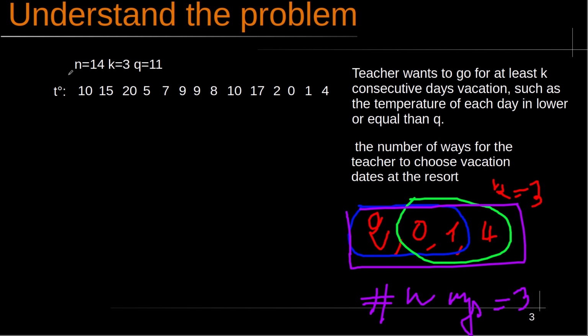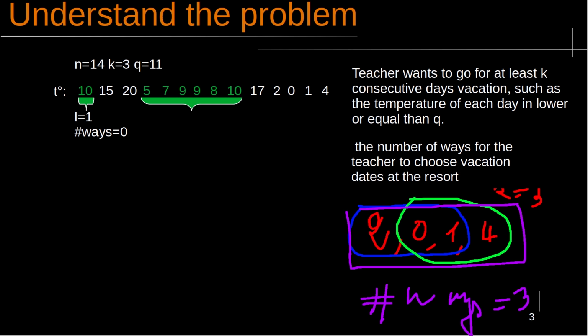Let's take this example here on the left. L is equal to 14, so we have 14 days here. K is equal to 3, so he wants to go on vacation for at least 3 days, and the temperature we can support is equal to 11. Here, day number 1, we have 10, but as you see, the length of the sequence is equal to 1. So the number of ways is 0 here, because he won't go for at least 3 days.